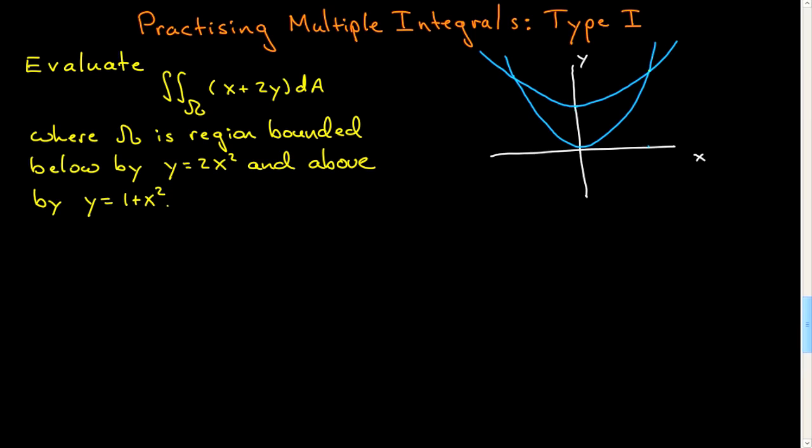Now, the points where they intersect, I already knew this, but you can easily see from this sketch, this will be (1, 2), and this point here will be (-1, 2). And so then this is your region, this is your omega.